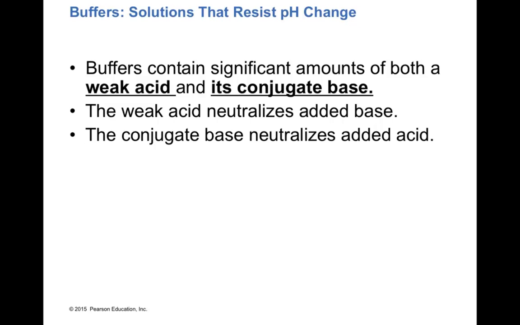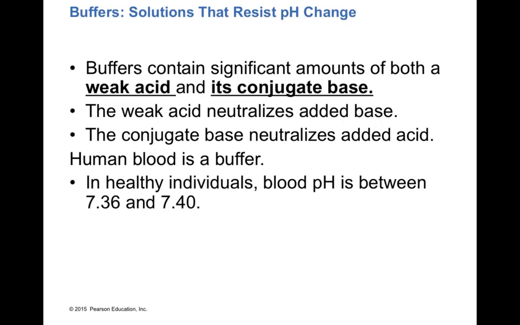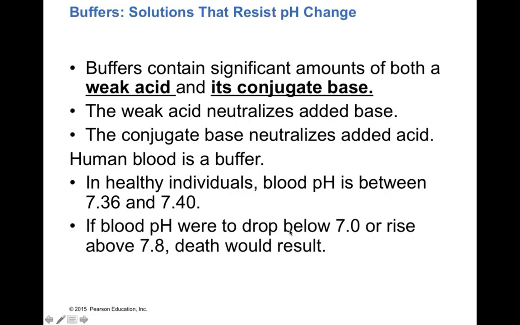Okay, and this is important. Why is this important? Because the human blood by itself is a buffer. In healthy individuals, the blood pH is between 7.36 and 7.4. That is the range where the pH needs to be kept in healthy individuals, in the blood. If the blood pH were to drop below 7 or rise above 7.8, that would be harmful. So that's why it's really important to keep that pH between 7.36 and 7.4.